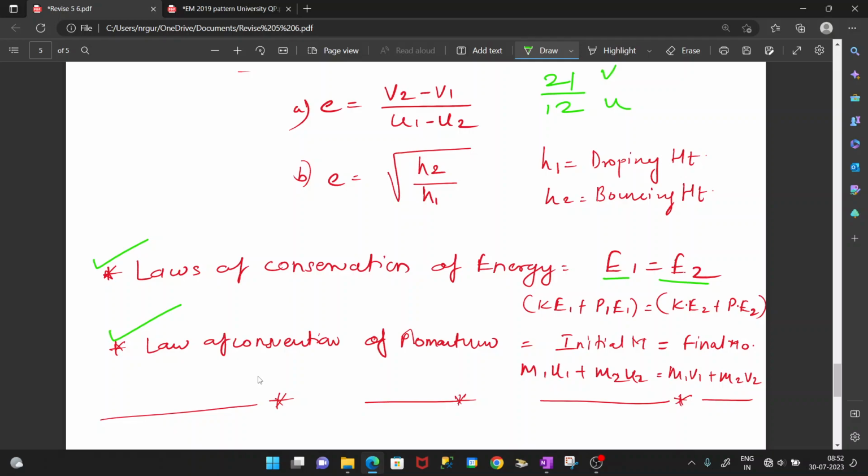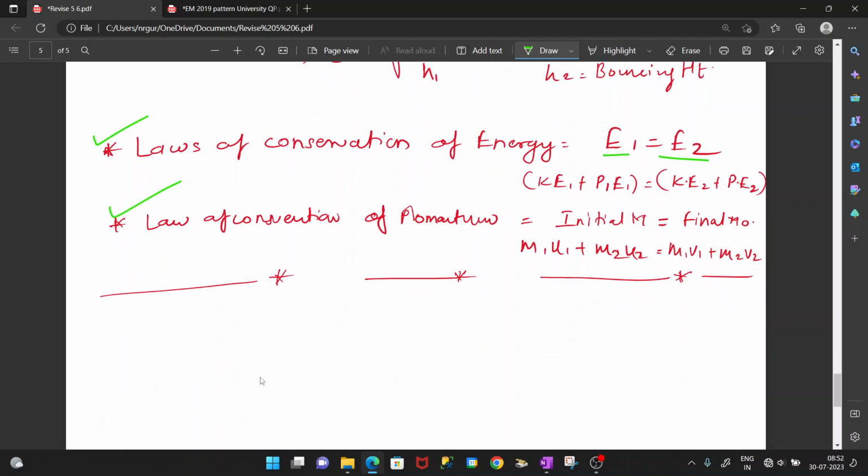And the law of conservation of momentum is also the same. Initial momentum is equal to final momentum. So this is nothing but your initial and final momentum. Getting it? So this is how this theory is important while we are solving the problems. If we have good theory, then only you can solve the problems. Always remember that.